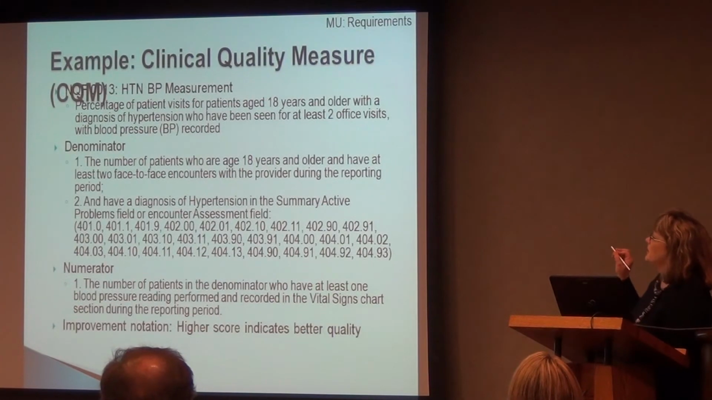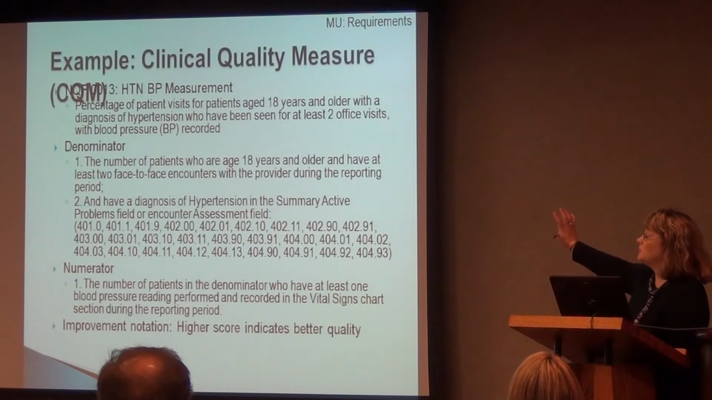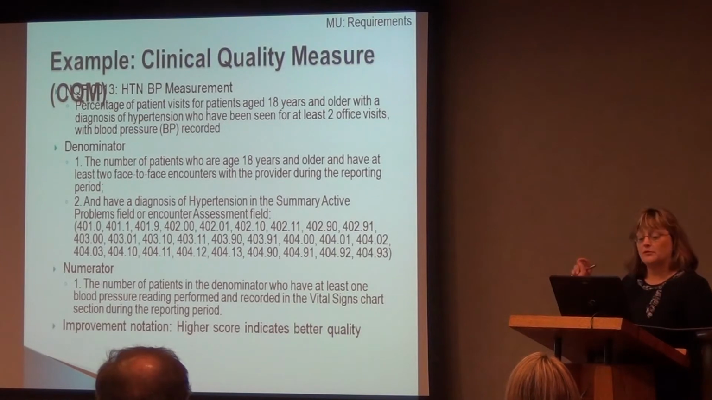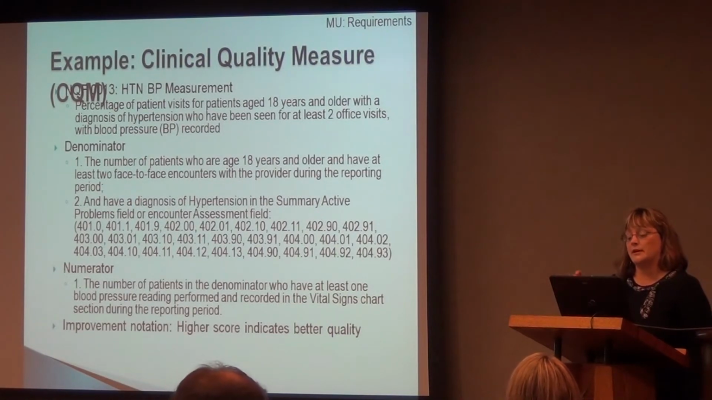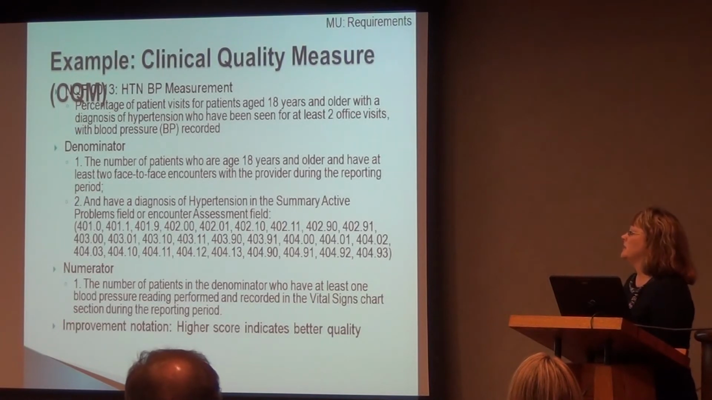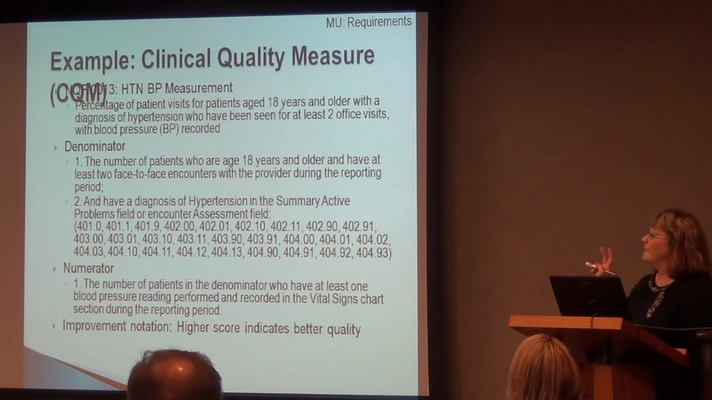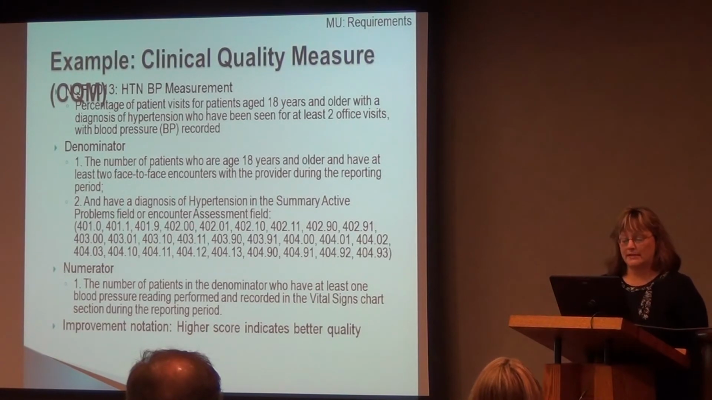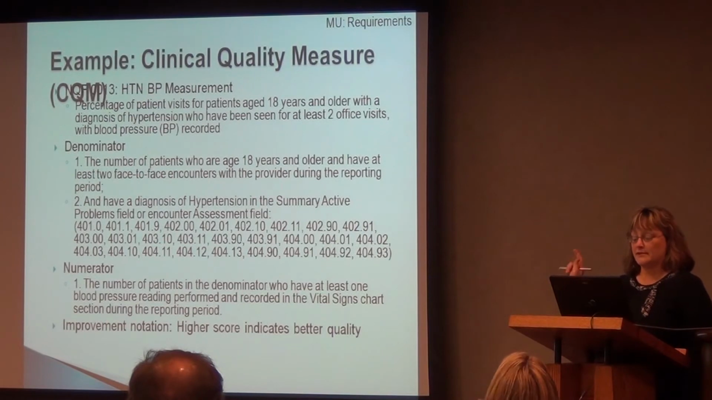Okay, I'm going to go quickly through a clinical quality measure, and this is the hypertension blood pressure management clinical measure. So how they're calculating is that for patients who are age 18 and older and have a diagnosis of hypertension, who have been seen for at least 2 office visits with a blood pressure recorded. The way they calculate that, you'll recognize either the hypertension ICD-9 codes. If they appear in the EHR and the patients are 18 years or older and they have 2 face-to-face encounters in the reporting period, the patients must have at least 1 blood pressure recorded in their chart in the vital signs.